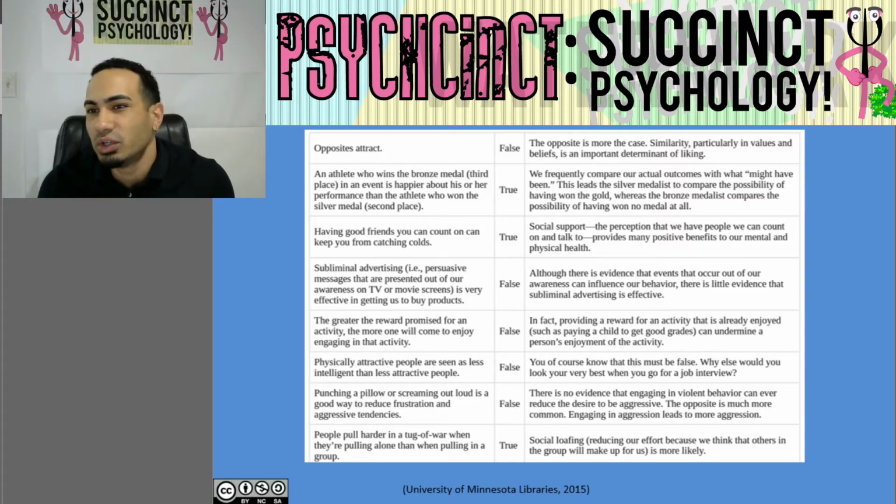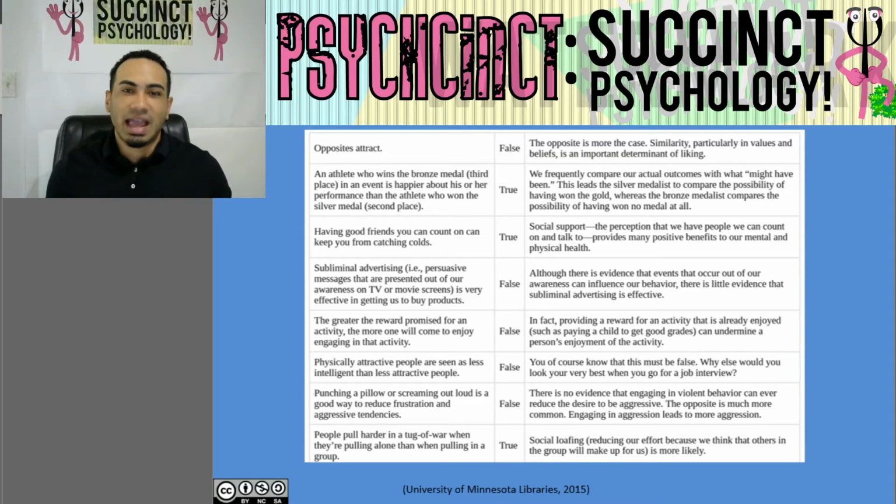Okay, an athlete who wins the bronze medal or third place in an event is happier about his or her performance than the athlete who has won the silver medal, second place. This is true because we frequently compare our actual outcomes with what might have been. This leads the silver medalist to compare the possibility of having won the gold, whereas the bronze medalist compares the possibility of having won no medal at all. So third place is thinking, I could have won no medal at all, but here I am, I got third. And second place is thinking, well, I could have won first. So you can see how their moods might be opposites.